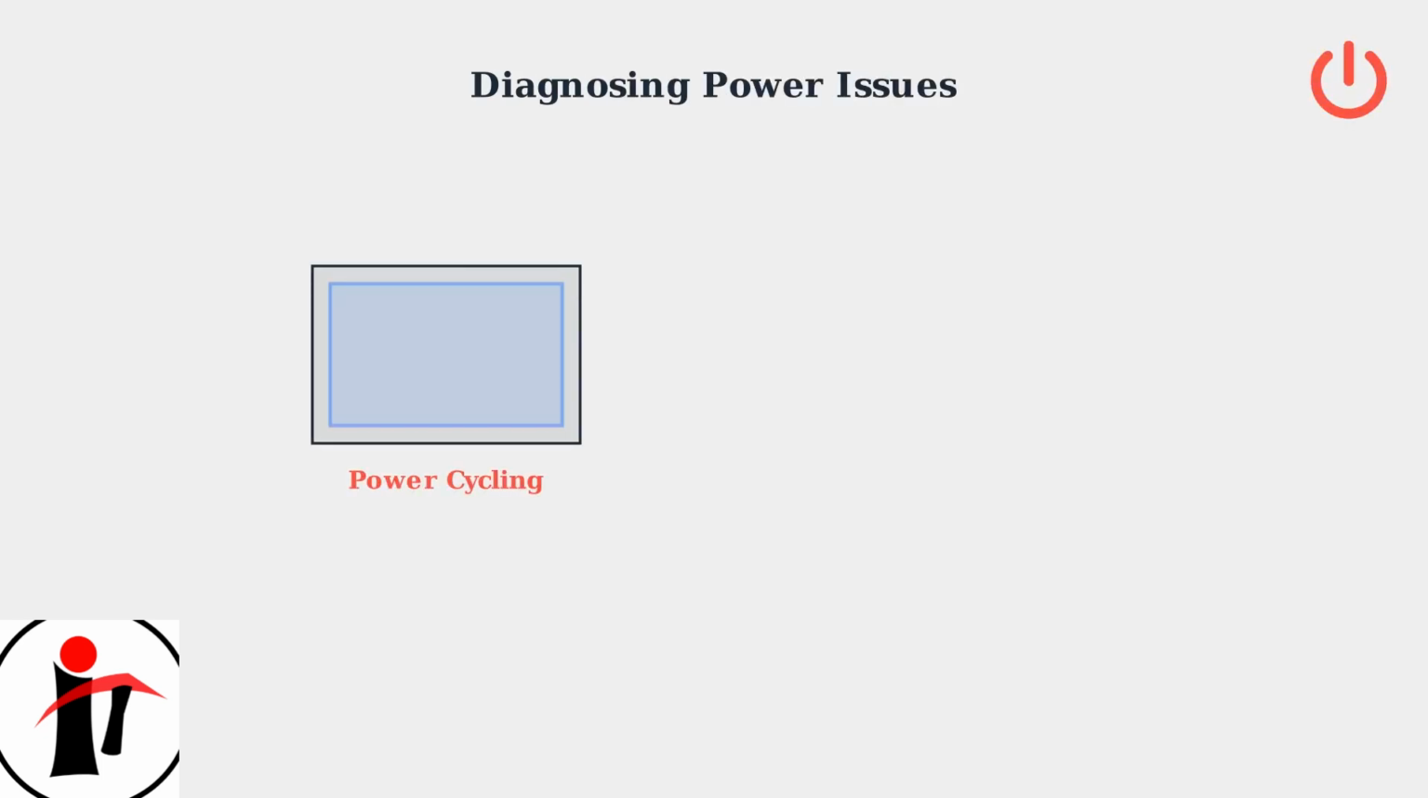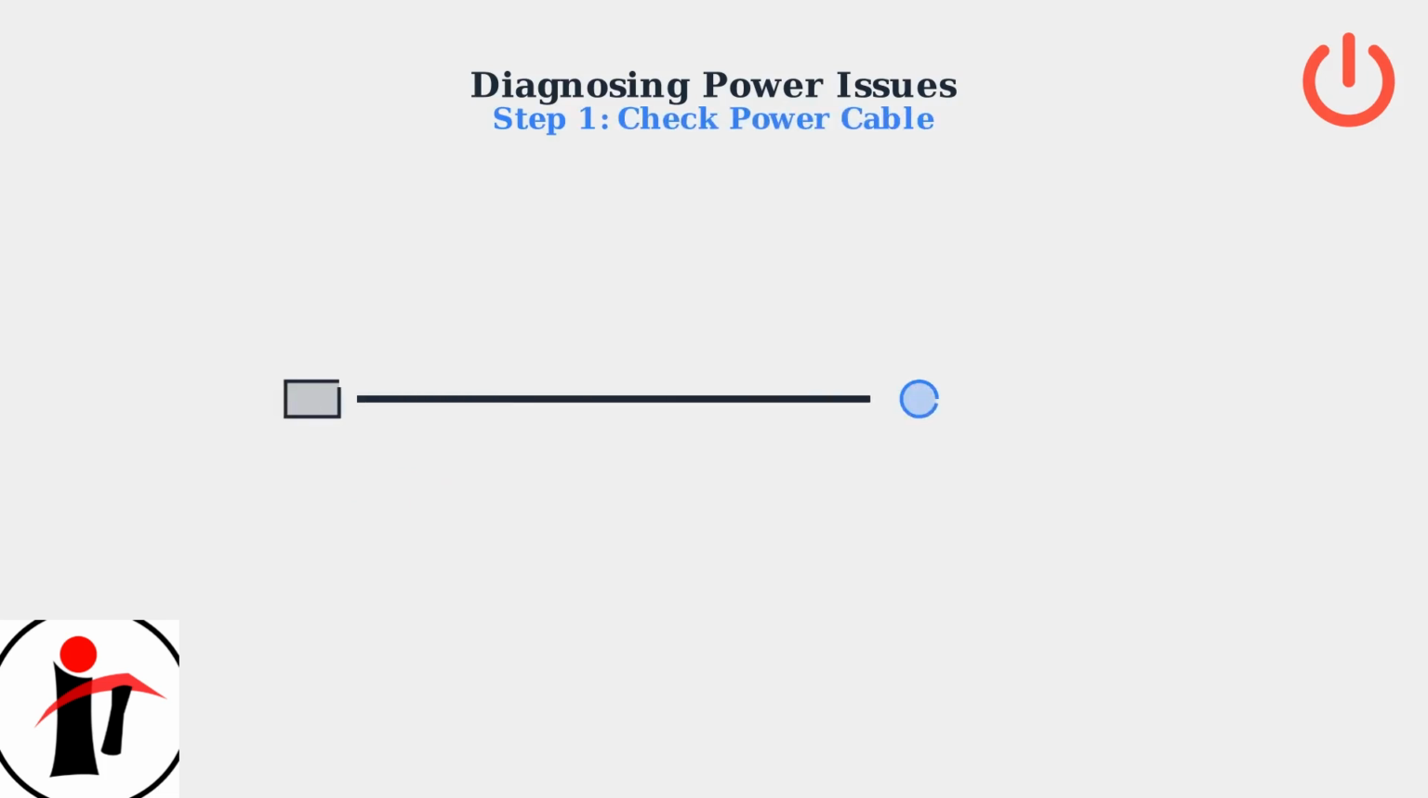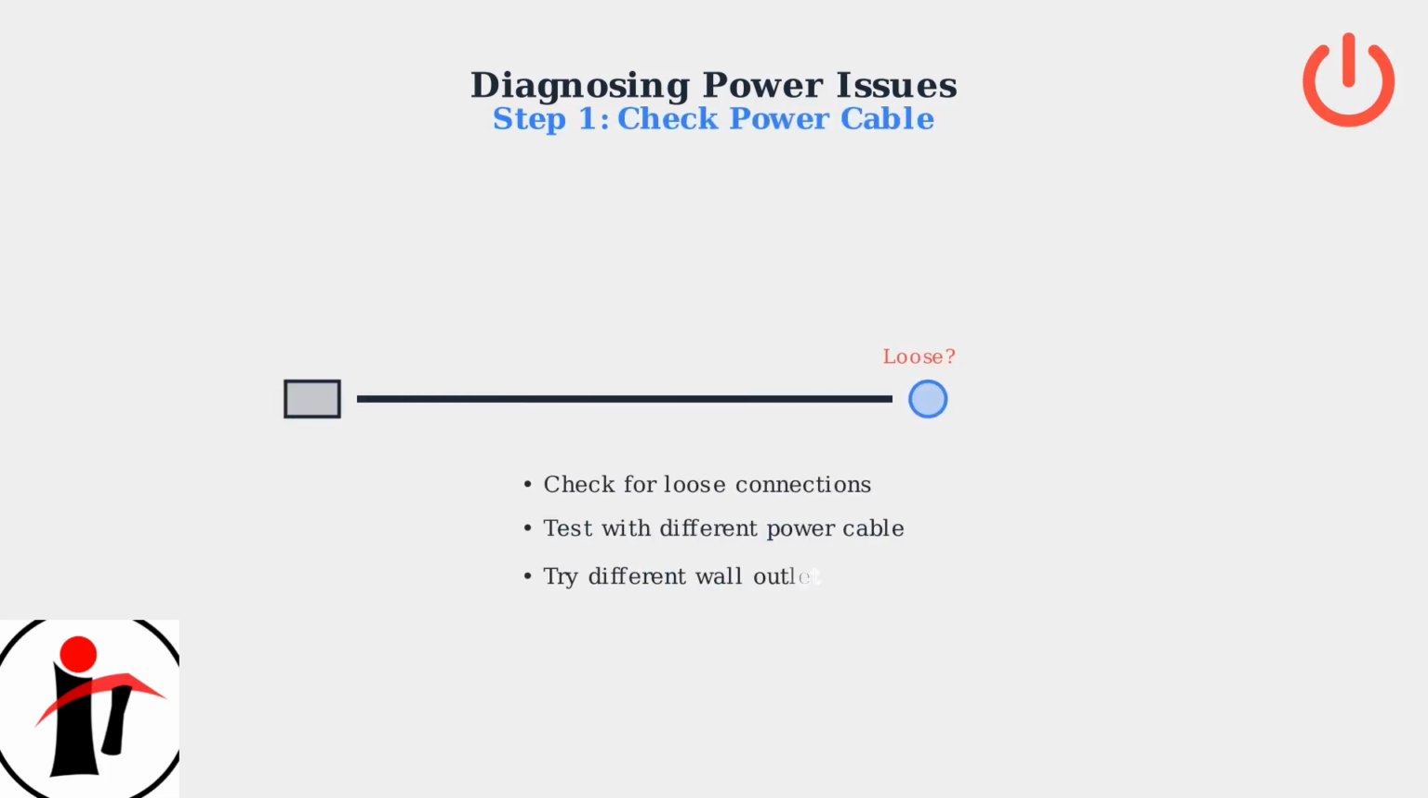Sceptre monitors commonly experience power cycling, where the monitor repeatedly turns on and off, or auto-sleep malfunctions that cause unexpected behavior. The first step is checking the power cable. Loose connections are responsible for 23% of reported power issues. Inspect both ends of the cable and test with an alternative cable and wall outlet.